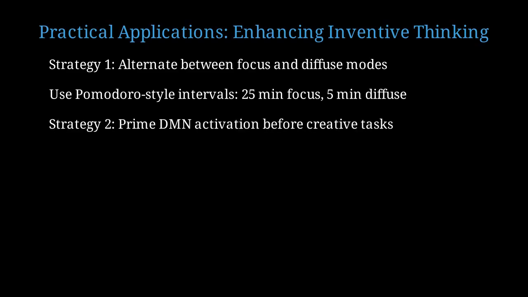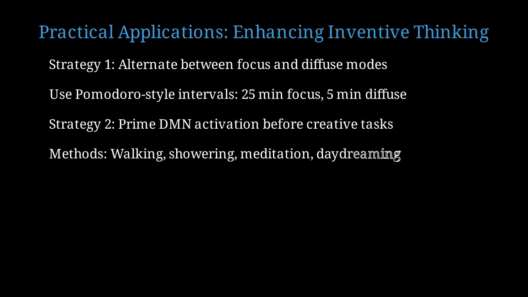Strategy 2 is to prime default mode network activation before engaging in creative tasks. This pre-activates the associative thinking mode. Effective methods include walking, especially in nature, taking a shower, brief meditation, or simply allowing yourself to daydream for 10 to 15 minutes before creative work.